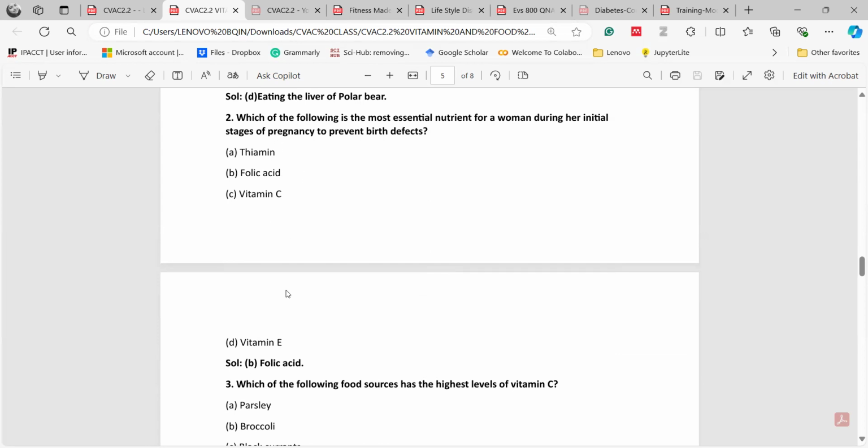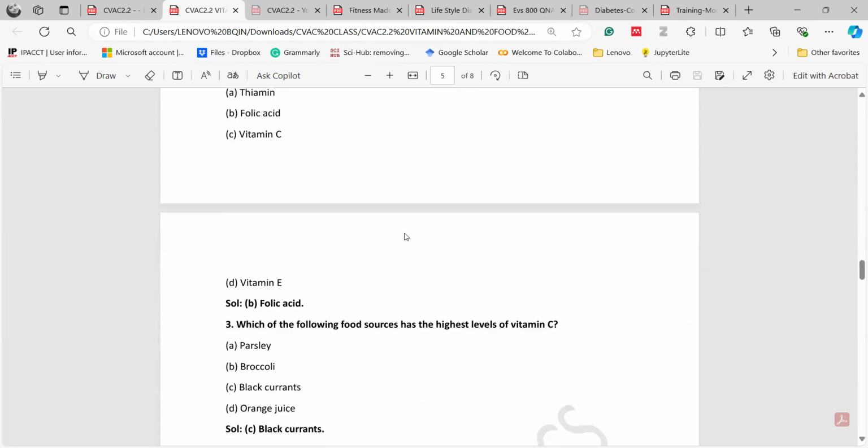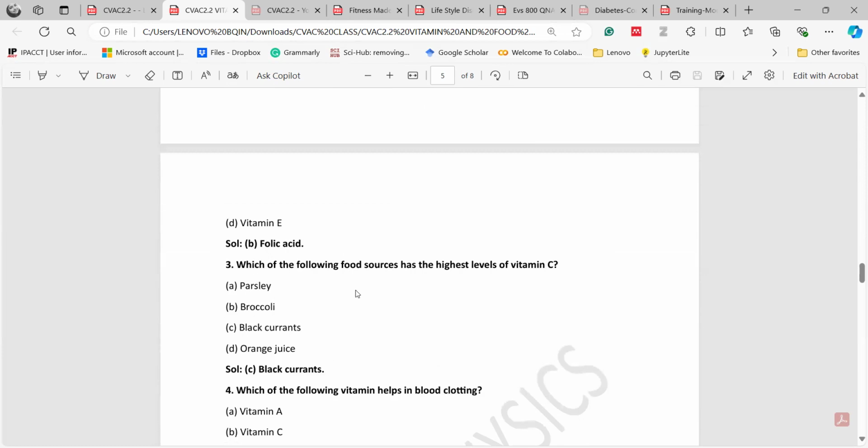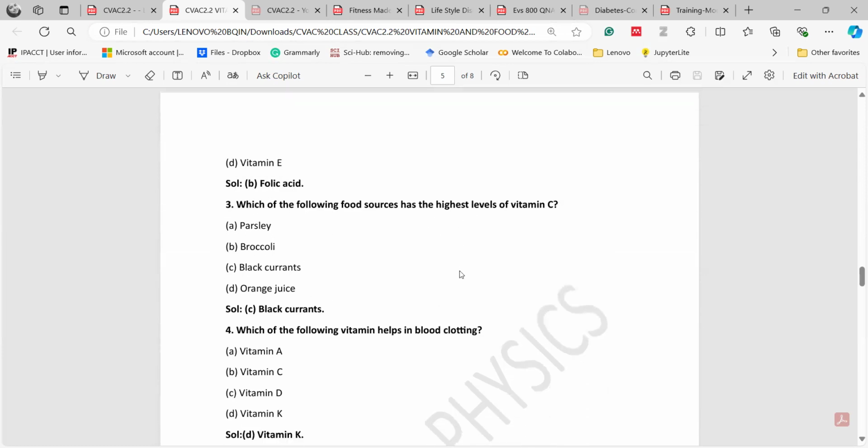Okay, this is question number 2. It has gone to the next page. So the answer is B, folic acid. Question number 3 is which has the highest level of vitamin C out of these things? The highest level of vitamin C is definitely blackcurrant. I hope you know what is blackcurrant. We usually call it kismis, black kismis, okay?